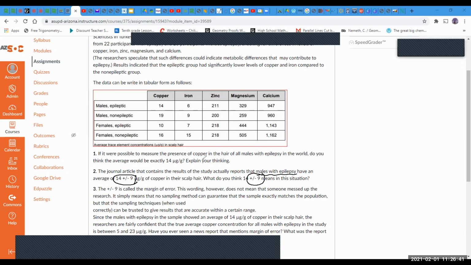That is an acceptable value. So in statistics, we will call that value the margin of error. We are actually doing the margin of error topic. Here they ask a question: what does that plus or minus represent? The value can be either 14 plus 9, that is 23, or 14 minus 9, it is 5.